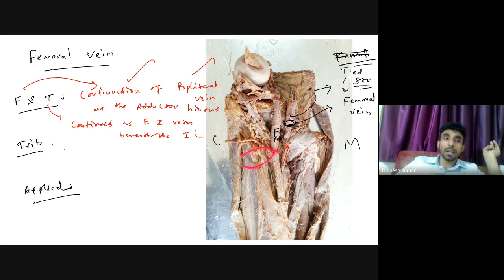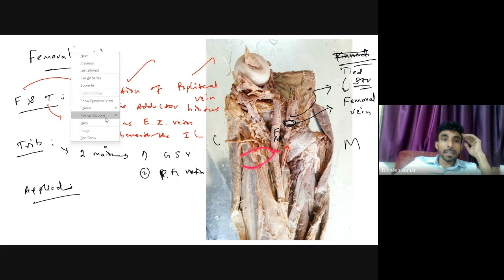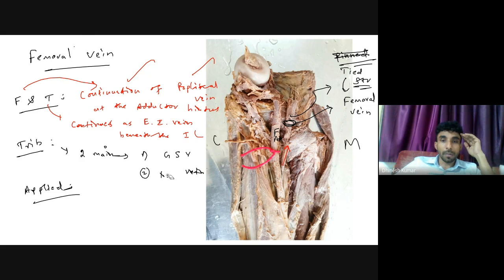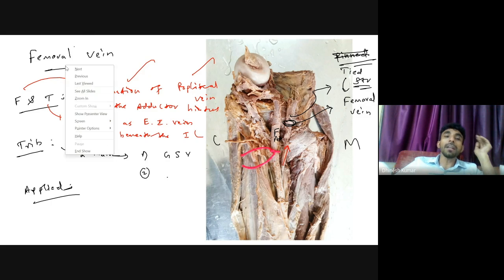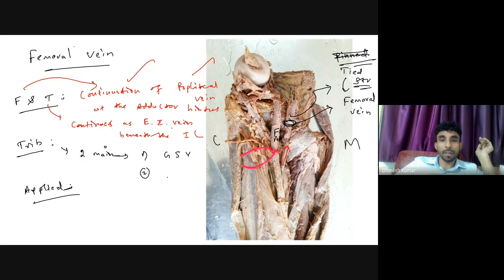Tributaries, the two main tributaries of femoral vein: one is great saphenous vein, another one is profunda femoris vein. Great saphenous vein and profunda femoris vein. These are the two main tributaries of femoral vein.